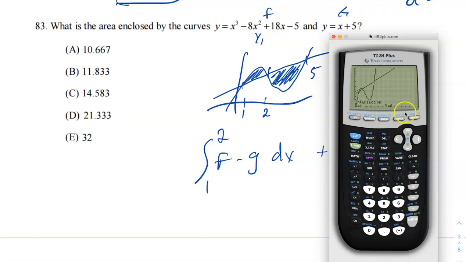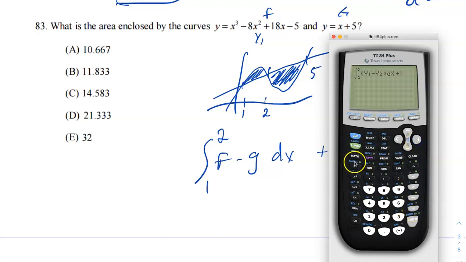So that's my integral. So we're going to set that up. This way I set it. We're going to go math 9 for integration. I'm going to go from 1 to 2. It's just y1 minus y2. So f is y1. So alpha calculator y1 minus alpha calculator y2. And then x.